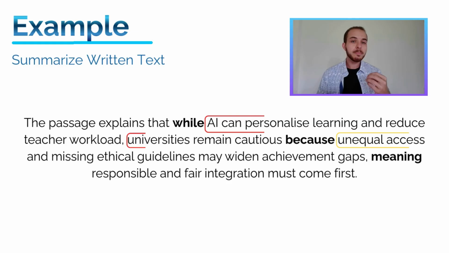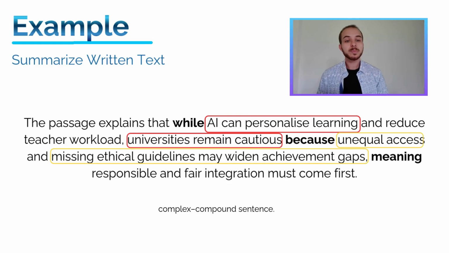So for me, I put down: The passage explains that while AI can personalize learning and reduce teacher workload, universities remain cautious because unequal access and missing ethical guidelines may widen achievement gaps, meaning responsible and fair integration must come first. So this is the how, or the therefore.